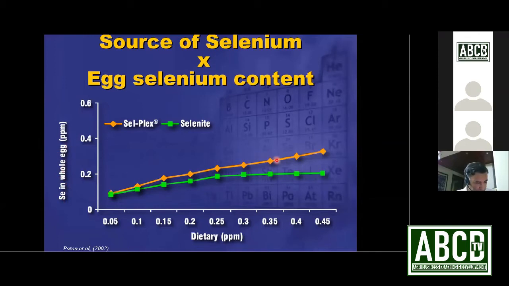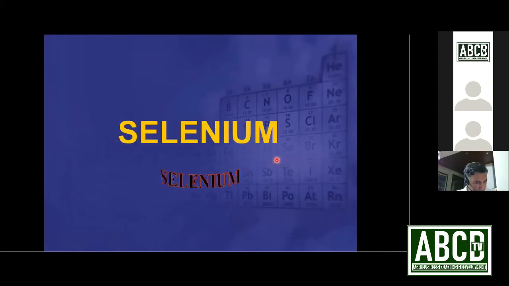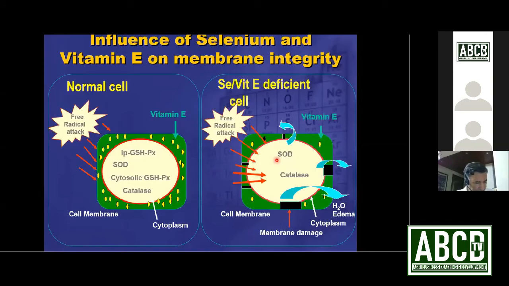Because this organic form is recognized by the genetic code as if it was, let's say, a methionine, and then it's deposited as selenomethionine. So what would be the role of selenium then? Selenium is a component of an enzyme called glutathione peroxidase. This enzyme acts in the cytoplasm of the cell, and it interacts with vitamin E, which is mainly deposited in the membrane, against free radicals.